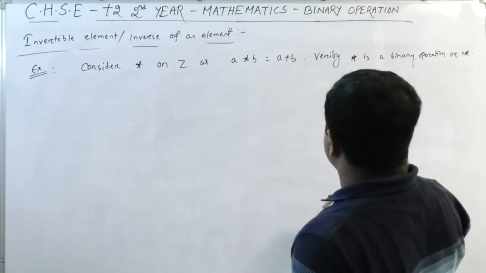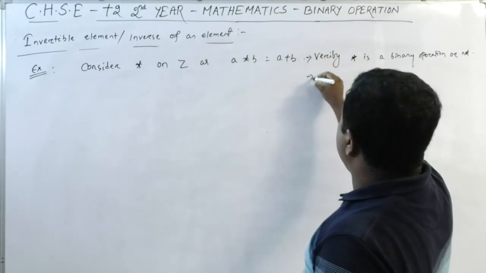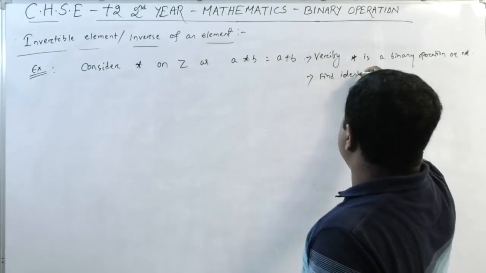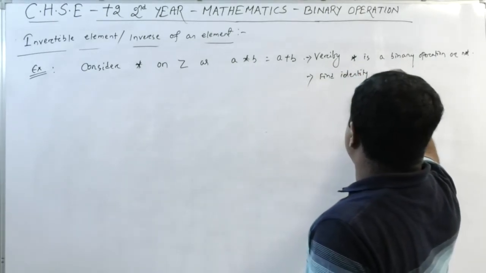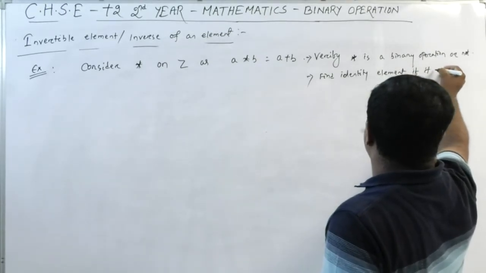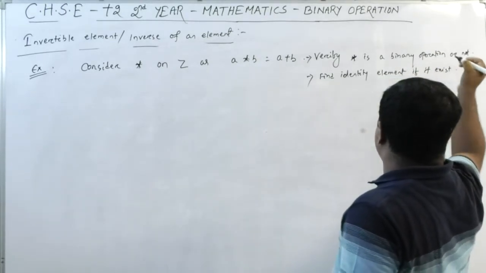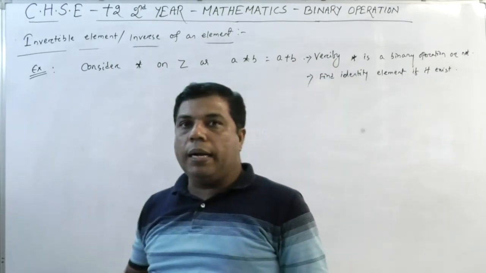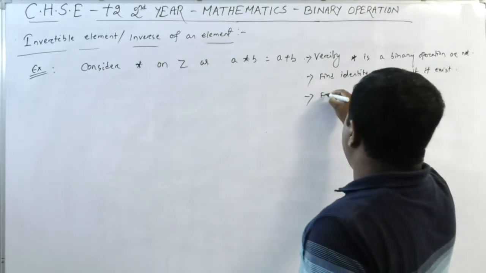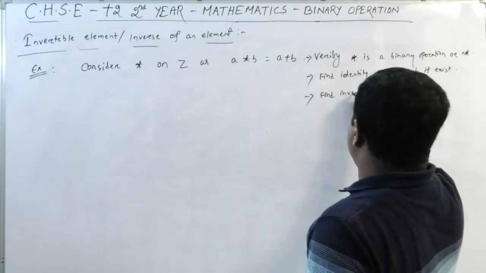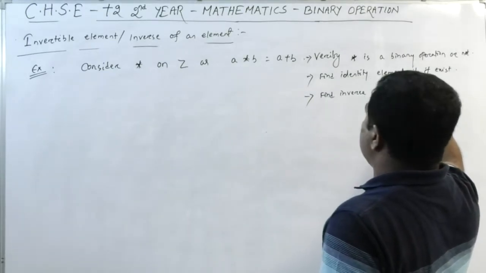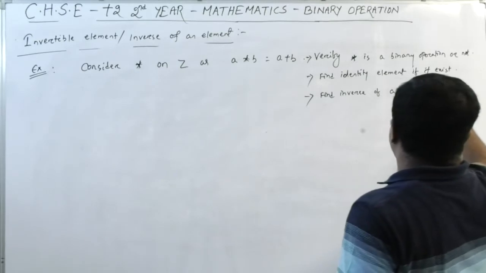Then next, find the identity element if it exists, because to get the inverse we should find out the identity. Next, find the inverse of A belongs to Z if it exists.